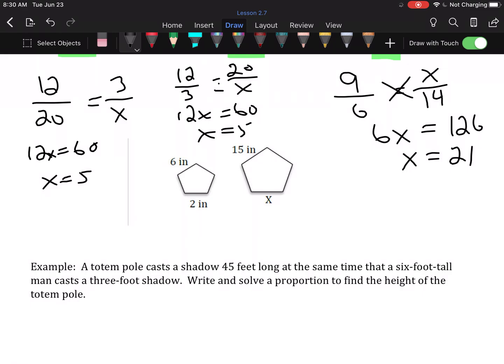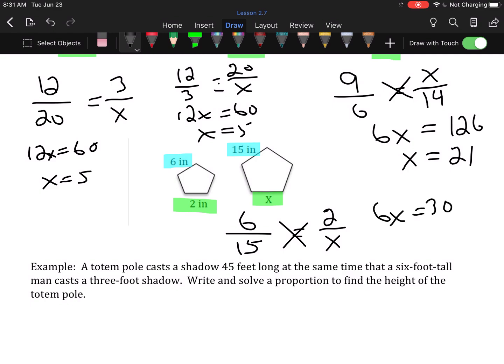For the pentagons here, 6 and 15 are in the same relative position. 2 and x are in the same relative position. So you know what? Let's do blue over blue. We'll do left over right, 6 over 15, equals left over right, 2 over x. These are all valid ways of setting these up. Cross multiply and divide, 6x equals 30, x equals 5. So those are proportions with similar figures.